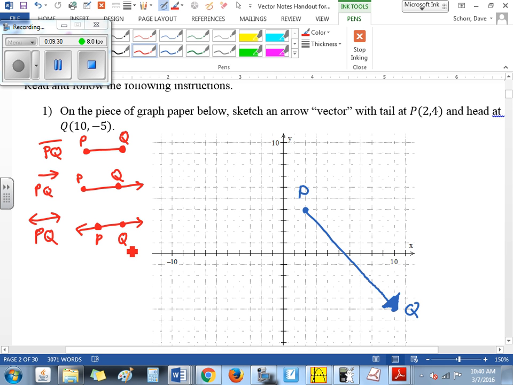This is a brand new object. This PQ vector thingy, this is brand new. Think of it as the 4th type of way to connect 2 points with a straight something. It's not a segment because it's got a direction. It's not a ray because it has a stopping point. And it's not a line because it has a starting point. It's new. It's brand new. Some people actually call it a directed segment. But we're going to call it a vector. Okay?